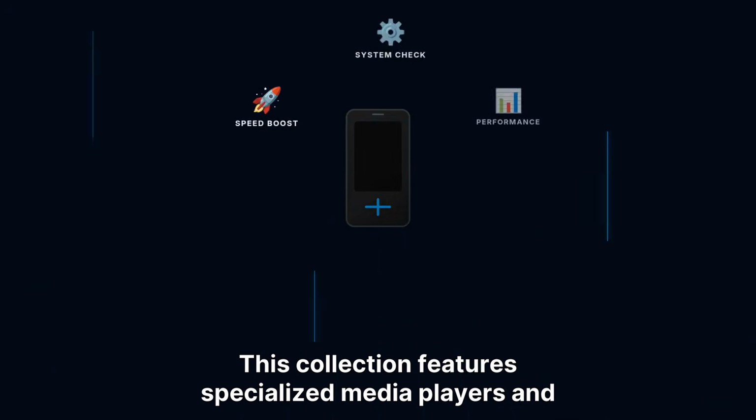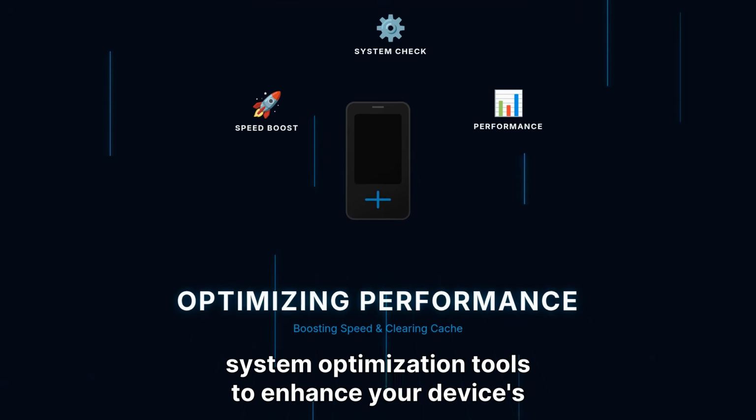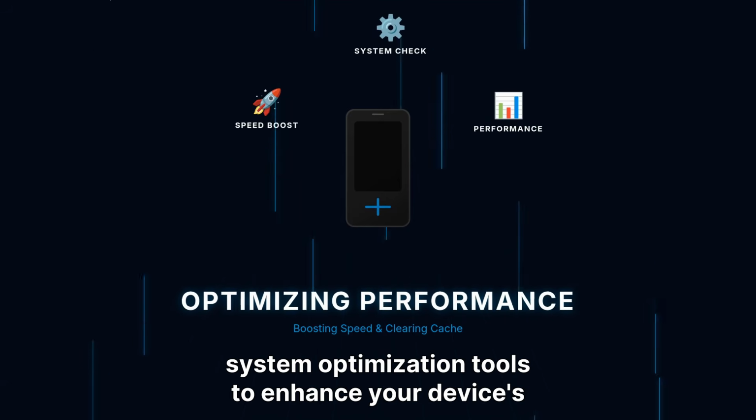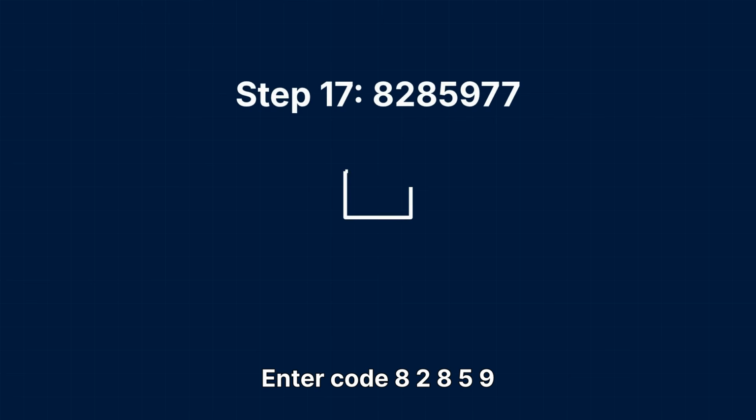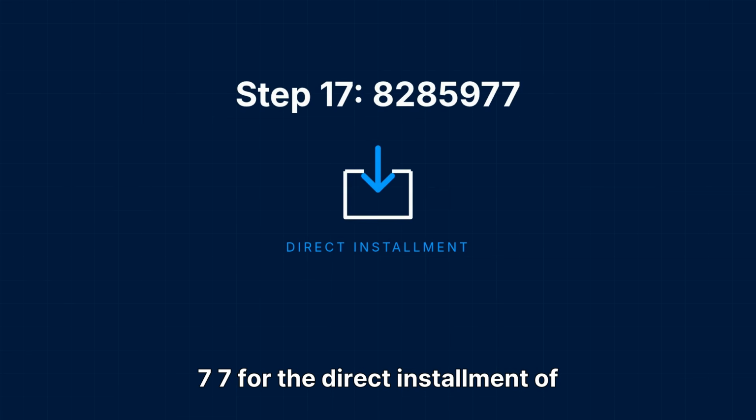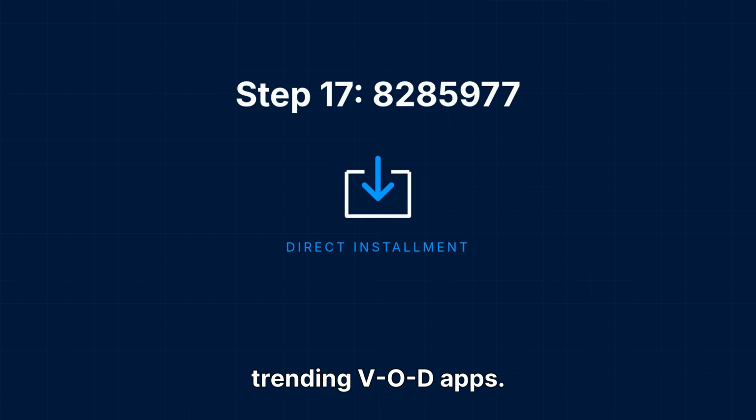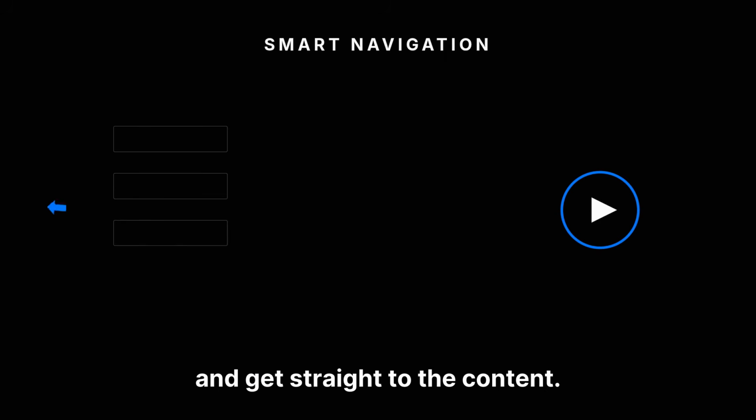This collection features specialized media players and system optimization tools to enhance your device's overall speed. Step 17. Enter code 8285977 for the direct installment of trending VOD apps. This is a great shortcut for those who want to skip the store menus and get straight to the content.